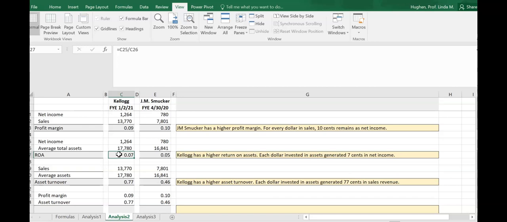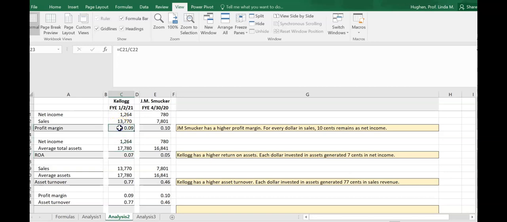It has a slightly higher average total assets, but it's producing more net income. So for every dollar invested in average assets, 7 cents of income is being produced by Kellogg compared to 5 cents by Smucker. Let's look at that broken down.